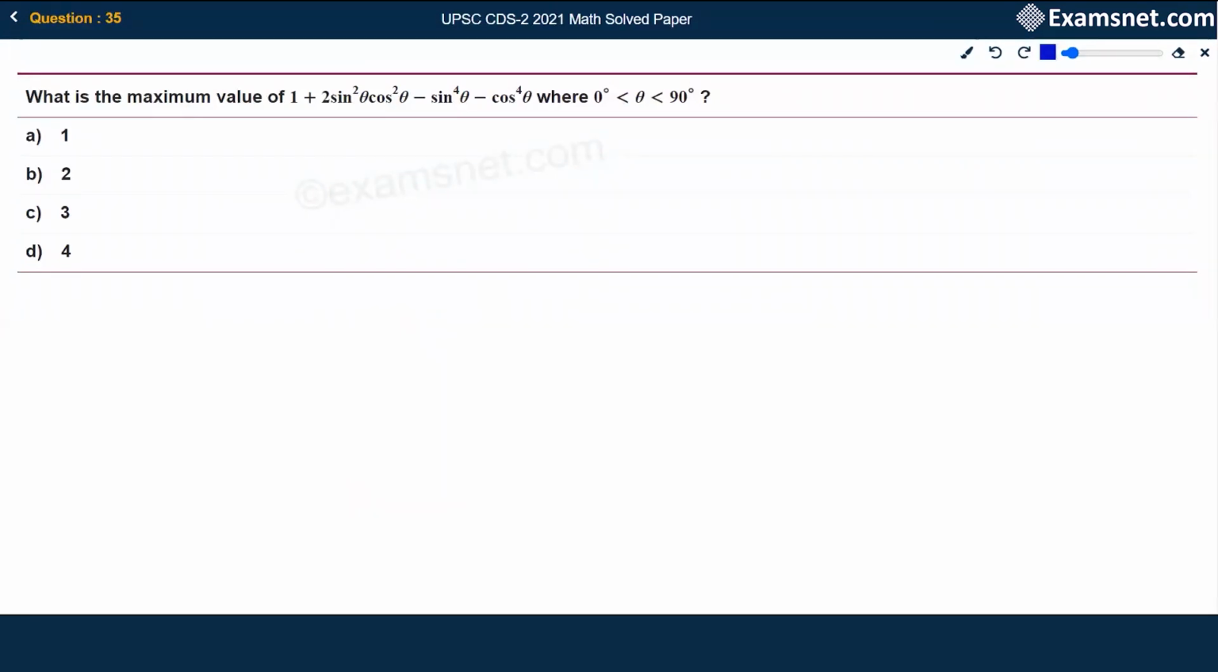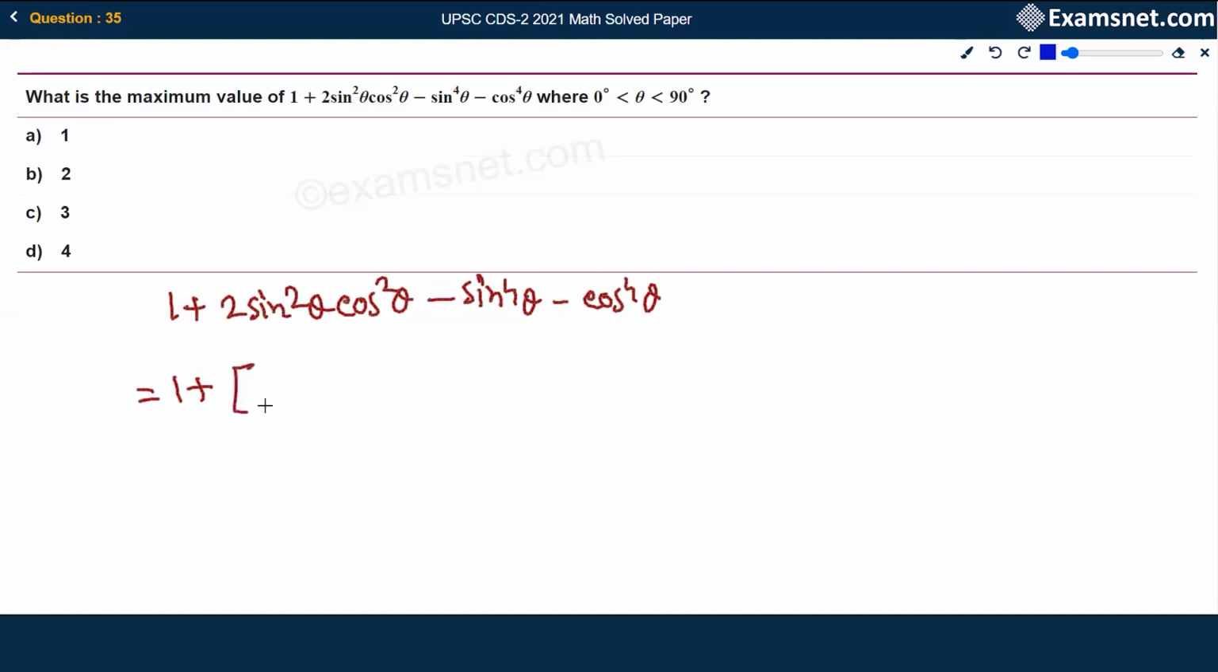In question number 35, it is given: what is the maximum value of 1 + 2 sin²θ cos²θ − sin⁴θ − cos⁴θ, where θ lies between 0 degrees and 90 degrees? So let me first try to simplify the given expression. 1 + 2 sin²θ cos²θ − sin⁴θ − cos⁴θ. After making a group of them, we can take common minus.